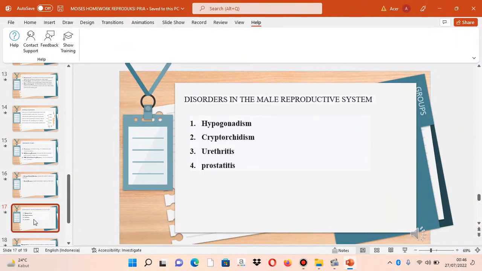Now we enter the disorders in the male reproductive system. The disorders in the male reproductive system are divided into four parts. The first is hypogonadism, cryptorchidism, urethritis, and prostatitis.